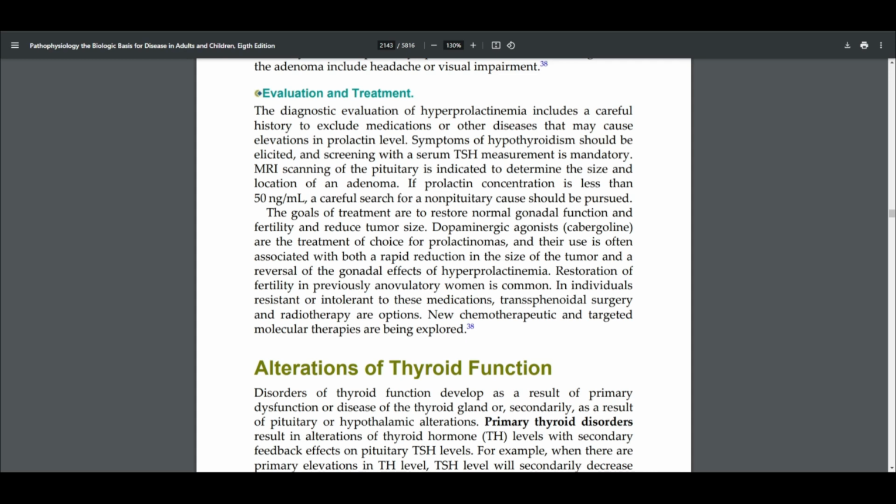Dopaminergic agonists are the treatment of choice for prolactinomas, and their use is often associated with both a rapid reduction in the size of the tumor and the reversal of the gonadal effects of hyperprolactinemia. Restoration of fertility in previously anovulatory women is common. In individuals resistant or intolerant to these medications, transsphenoidal surgery and radiotherapy are options. New chemotherapeutic and targeted molecular therapies are being explored.